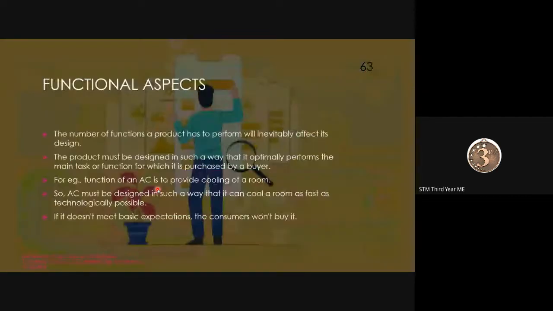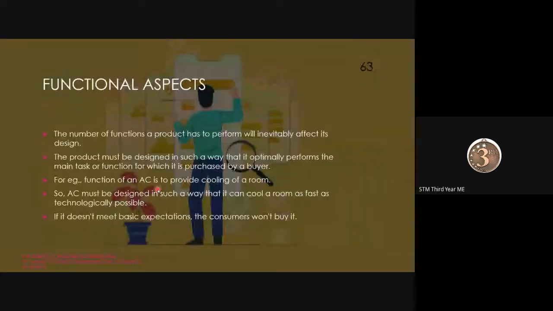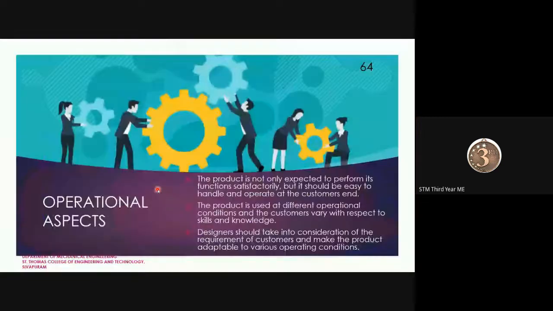So first one was customer requirements. On basis of those requirements, we were formulating product objectives. Then came functional aspects, wherein we are determining what all functions the product has to do. Next came operational aspects. So we are testing the device for all the operations that are to be carried out, and whether it is satisfying sufficient operation.